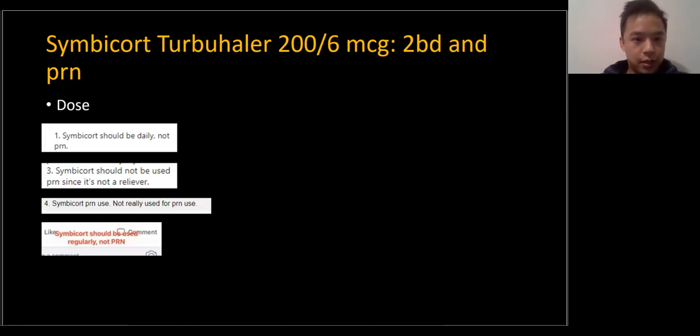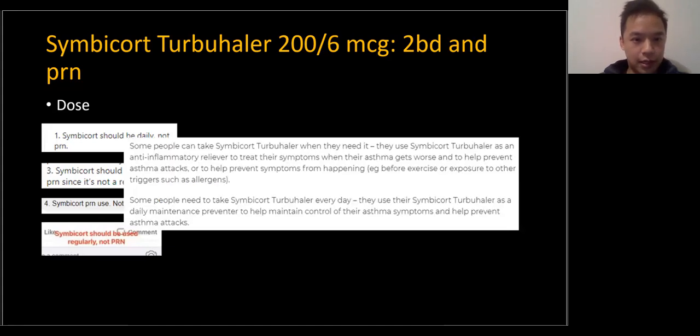So basically, Symbicort can be used PRN. I did not want to take a picture of my AMH, as that will look a bit silly. So this is just a screenshot from the CMI. Symbicort Turbuhaler can be used when needed. It is also used as a reliever, and it can be used every day as well.